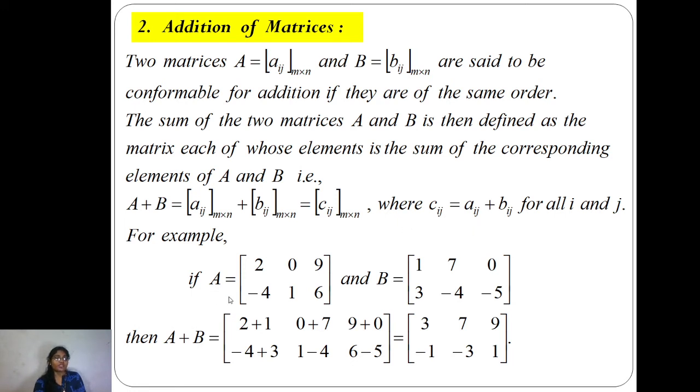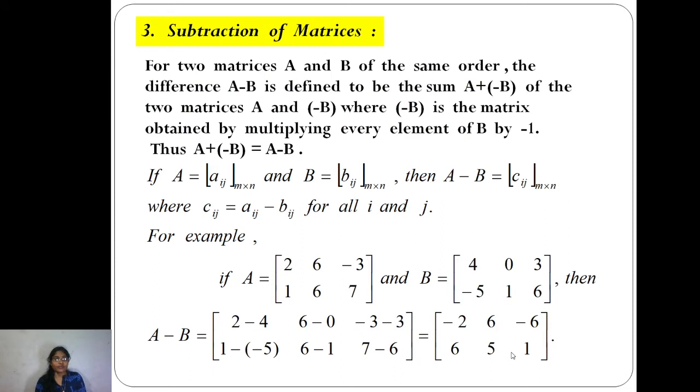For example, capital A equals 2 0 9, minus 4 1 6, and B equals 1 7 0 as the first row, 3 minus 4 minus 5 as the second row. A plus B means corresponding elements আমরা sum করব: 2 plus 1, 0 plus 7, 9 plus 0, minus 4 plus 3, 1 minus 4, 6 minus 5. That means 3, 7, 9, minus 1, minus 3, 1. Okay. Are you understood? Next.